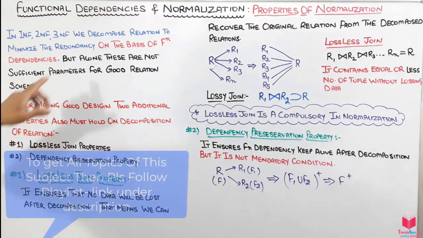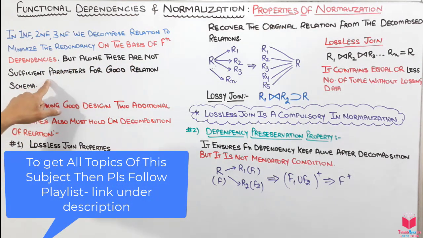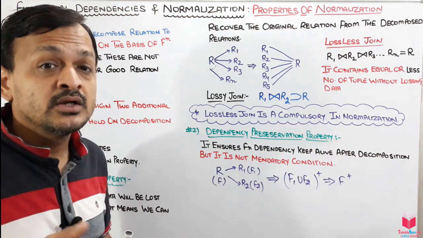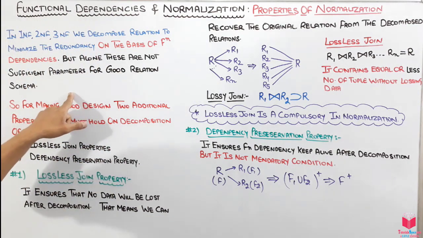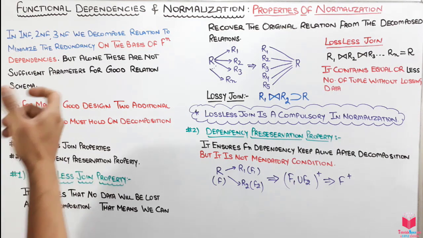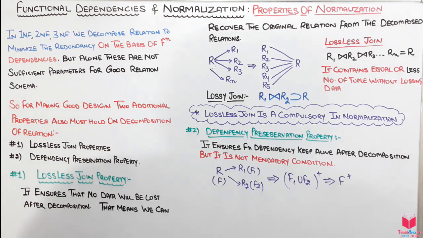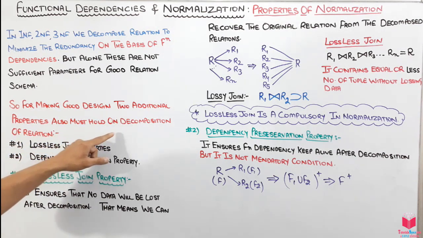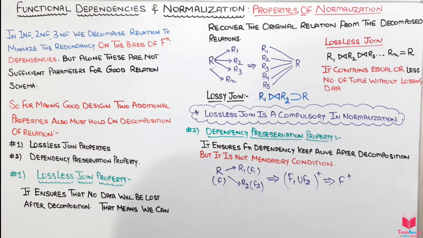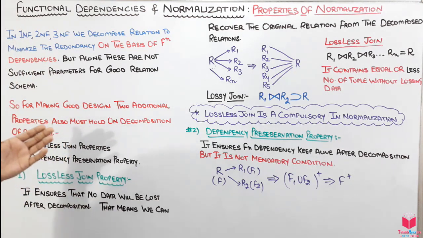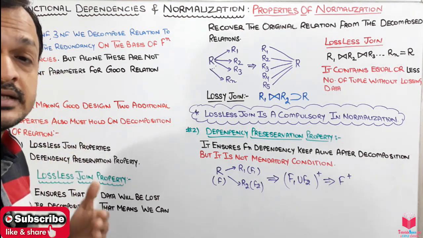But these alone are not sufficient parameters for a good relational schema. Functional dependency or some other parameters are not sufficient to make a good relational schema. So we have to think about some other parameters as well to ensure good relational design. For a good design, two additional properties must hold on decomposition of a relation. Only with these additional properties can we say that the decomposition is successful.